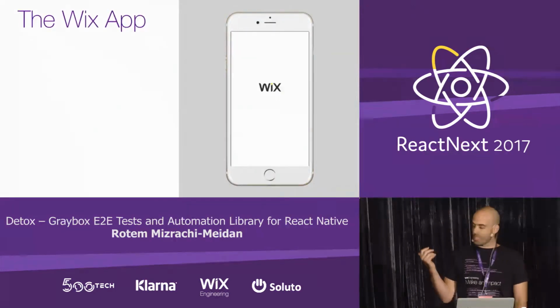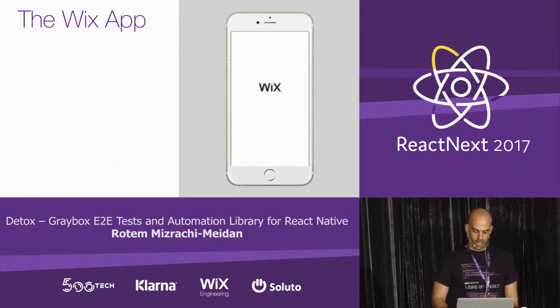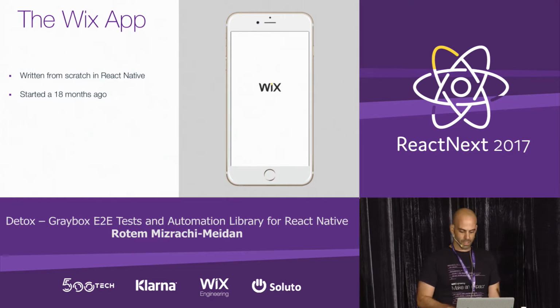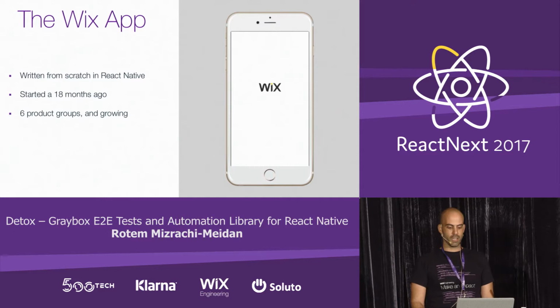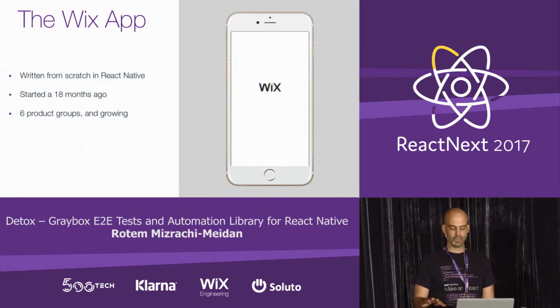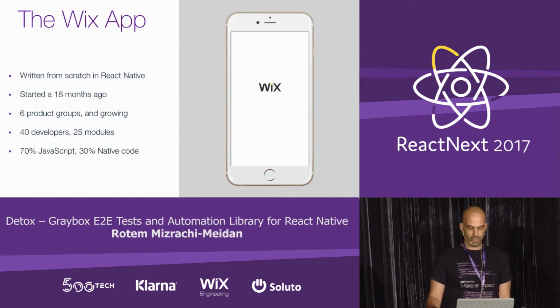So our story starts with the Wix app. It's our official native iOS and Android app. It's written from scratch in React Native. It started a bit more than 18 months ago, in March 2016. In terms of engineering efforts, the app is a cross-company effort. It currently incorporates code from 6 different product groups. There are currently about 40 developers working on the project or supporting it with infra tools, and the majority of the code is written in JavaScript.